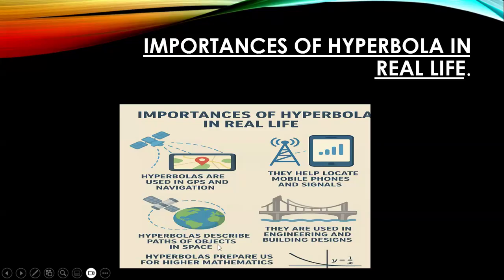Another importance we have here is that hyperbolas describe paths of objects in space. So some comets and spacecraft move in hyperbolic paths when they travel fast and escape gravity. That is why we can use a hyperbola to track them. Then we have the fourth one here. They are used in engineering and building designs. So hyperbola shapes are used in bridges and towers, or we can say cooling towers, because they are strong and very stable.